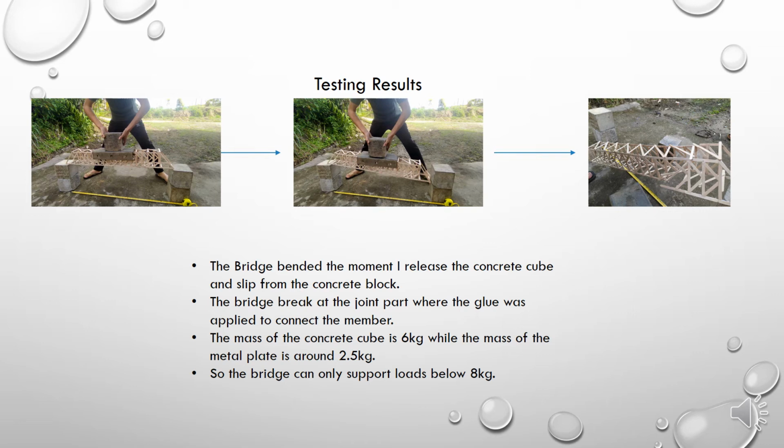The mass of the concrete cube is about 6 kg, while the mass of the metal plate is around 2.5 kg. So the bridge maybe can only support loads below 8 kg.